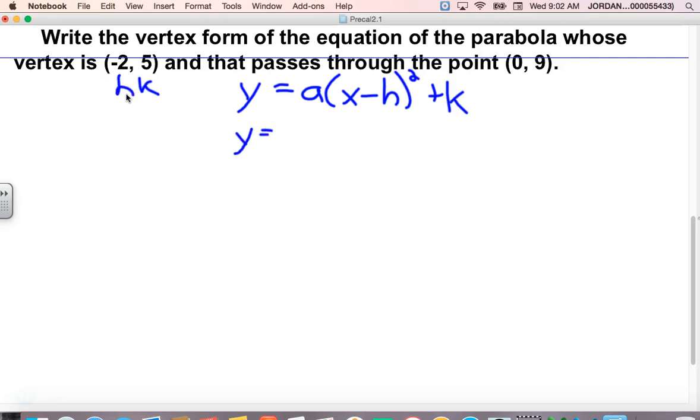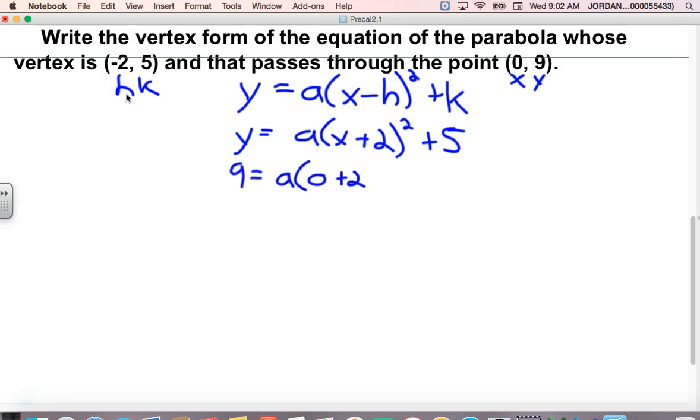So we'll say y equals a times x minus negative 2, which really makes it a plus 2. Don't forget your square, and then add k, so add 5. Alright, so now we need to figure out what a is. So we're going to plug in 0 and 9 for x and y. So y is 9 equals a times x, which will be 0 plus 2 squared, plus 5.